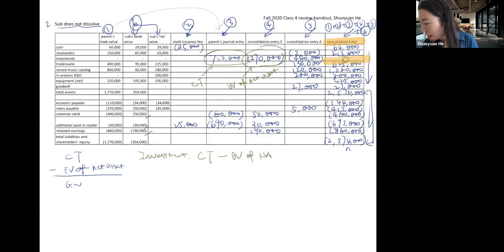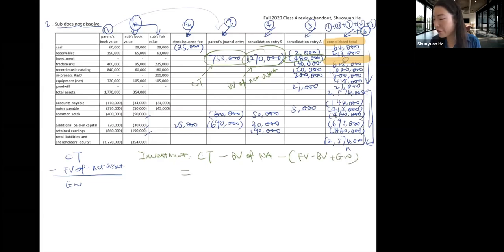And what do we do here? What is this 480,000? So consolidation entry A, we use it to mark up the subsidiary's book value to fair value and to recognize any goodwill. So this 480, it will include the difference between fair and book value of the subsidiary's net asset plus the goodwill.